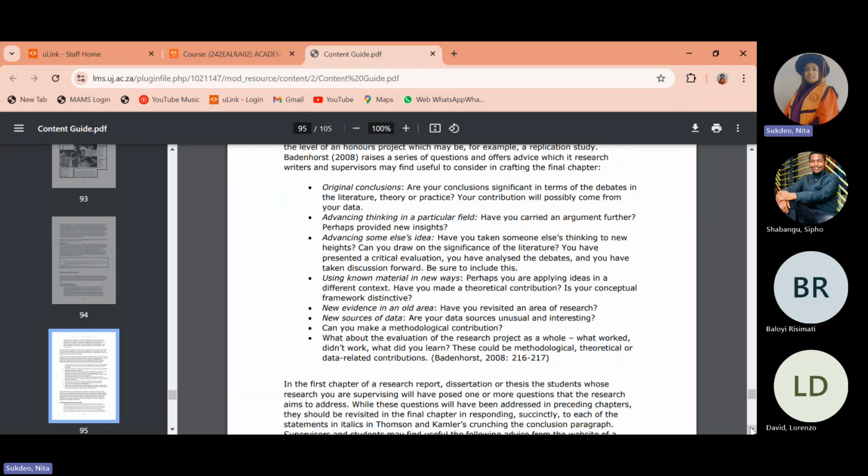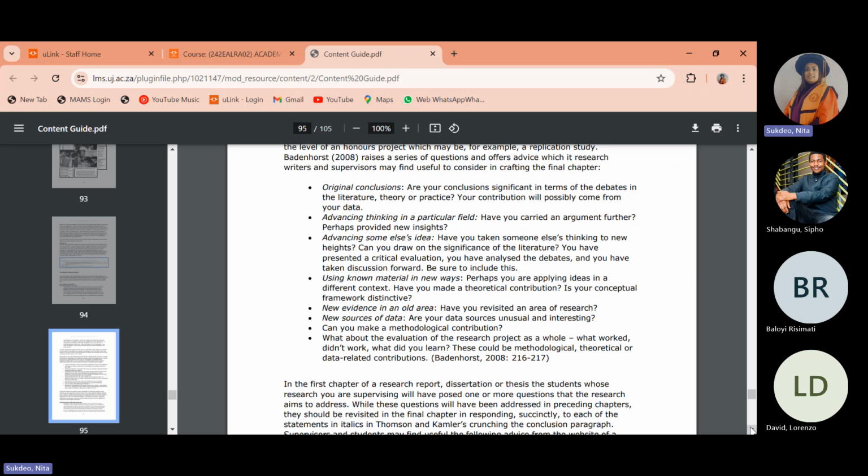Unknown material in new ways. Perhaps you are applying ideas in a different context. Is your conceptual framework distinctive and different from what is already out there? New evidence in an old area? New sources of data. Yes, with technology now, there are so many different sources of data, plus there's also the AI apps that are being used.